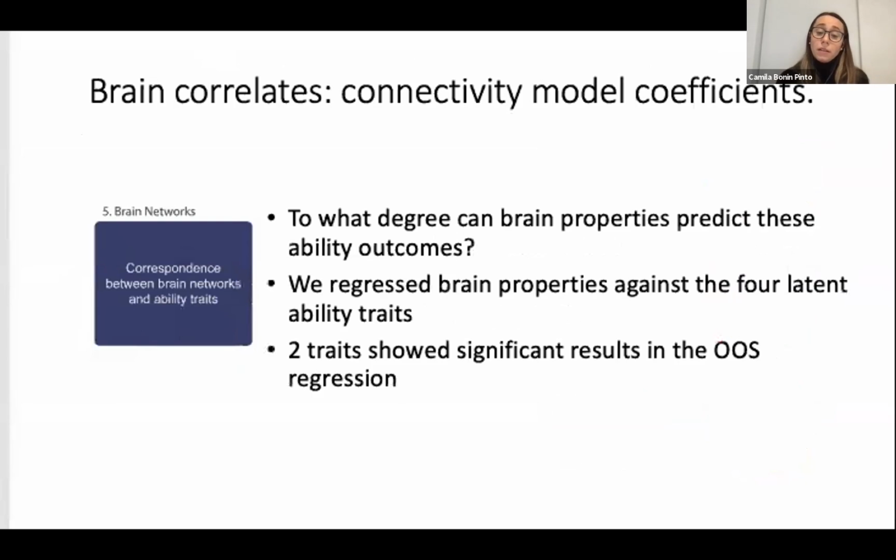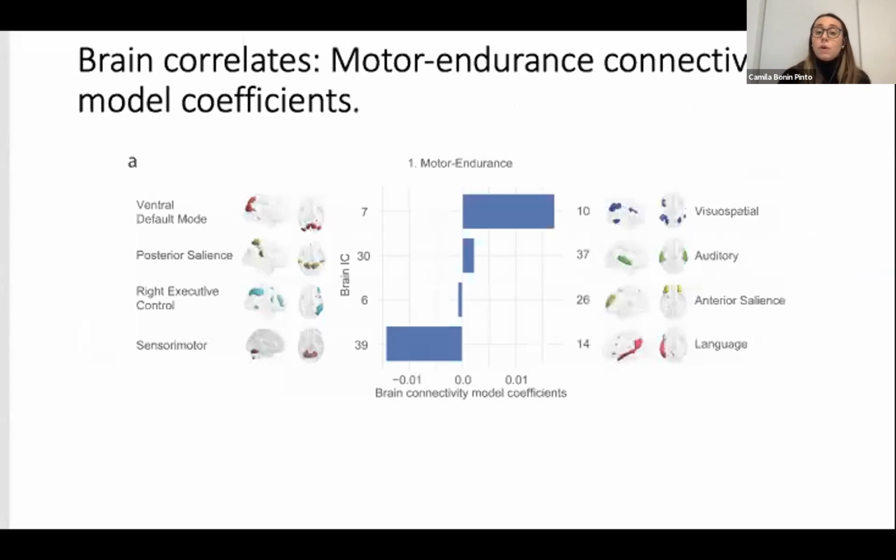Okay, after that, we asked ourselves to what degree brain properties can predict ability outcomes. So we again focused on the Human Connectome Project data. The Human Connectome Project data give us brain properties in the form of correlation matrices between large brain networks, ICAs, and we regressed these brain properties against our four latent ability traits. Only two of them showed significant results in the out-of-sample regression, and I'm going to show them in the next slides. One of them was motor endurance connectivity.